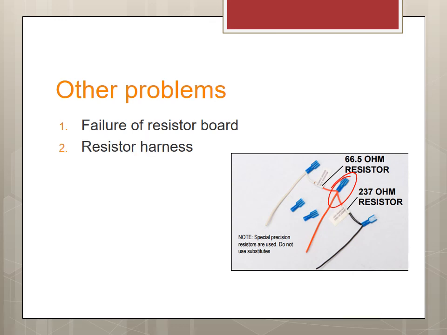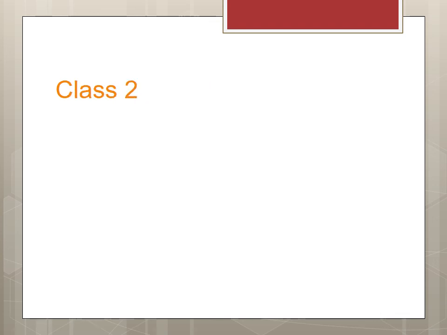Failure of the resistor board is also possible. Resistance harness or slippage of the cam. The cam inside the MDM that we saw can slip a little bit and has to be readjusted. Usually they get sent out and readjusted. Failure of the transformer inside the MDM could be another problem. And I will move on to class 2 after I post this video.